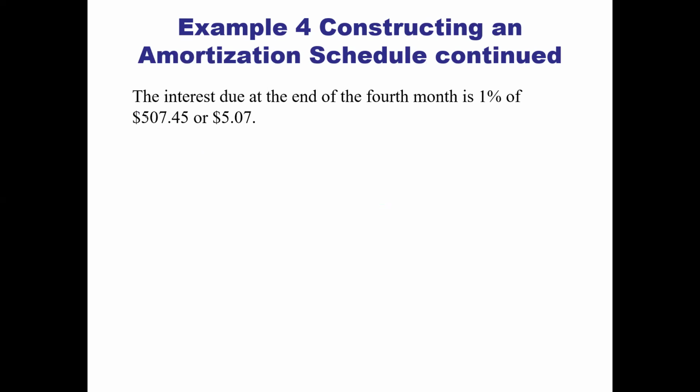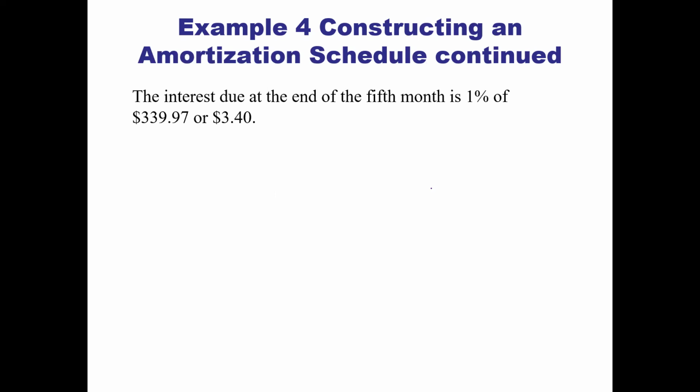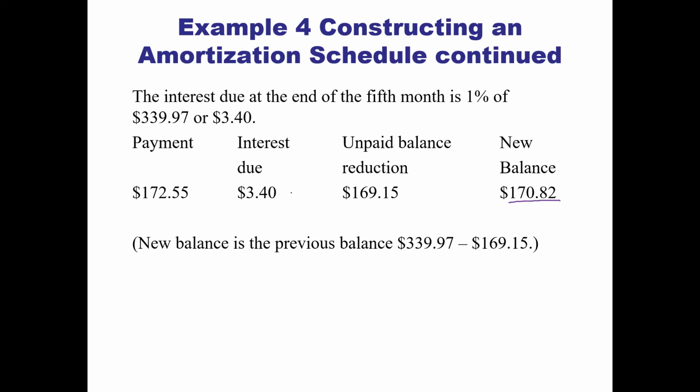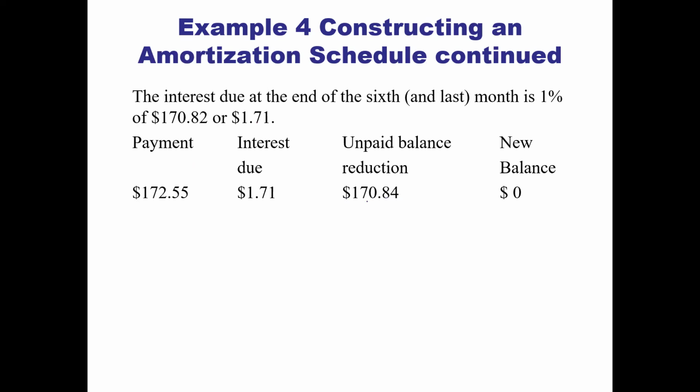Now that's our new balance, so 1% of that is 5.07, so that's going to be our interest. We take our 172.55 minus that 5.07, and we get 167.48. Now we're down to a new balance of 339.97. And again, we just keep doing this, and pretty soon we're getting closer. Notice we're down to 170.82, so one more payment and we should be done. And here we get $1.71 as our last amount of interest. So we subtract that and get 170.84, and our balance is zero.